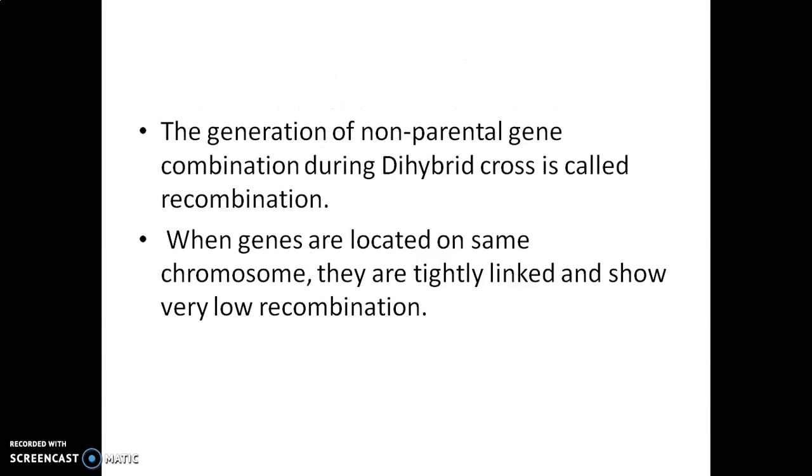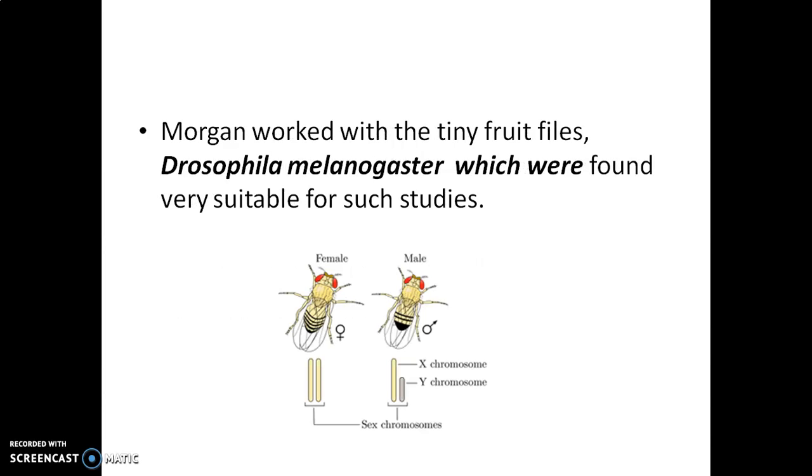For this finding, he selected an organism, that is Drosophila melanogaster. And after his experiments, he found that the generation of non-parental gene combination during dihybrid cross is called recombination, and when genes are located on the same chromosome, they are tightly linked and show very low recombination. This is Drosophila melanogaster, male and female, fruit fly, that is the common name. These fruit flies were found very suitable for the studies conducted by Morgan.